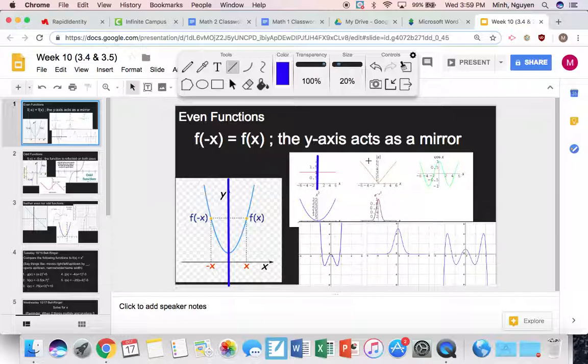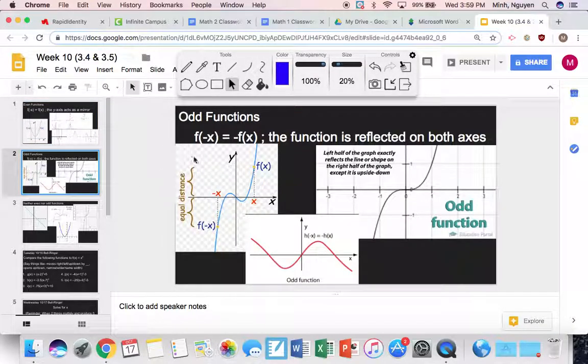Same here, and so on and so forth. And so then, that's it. If you plug in a negative x, you get the same exact y as if you plug in a positive x. And the y-axis acts as a mirror. Okay, moving on. Odd functions.